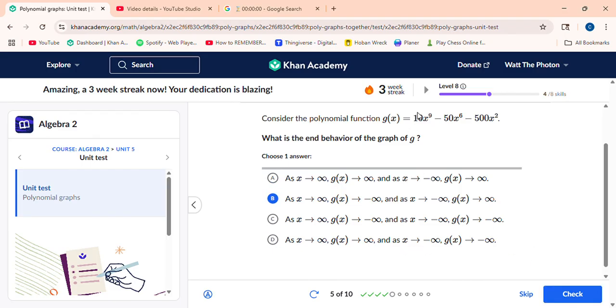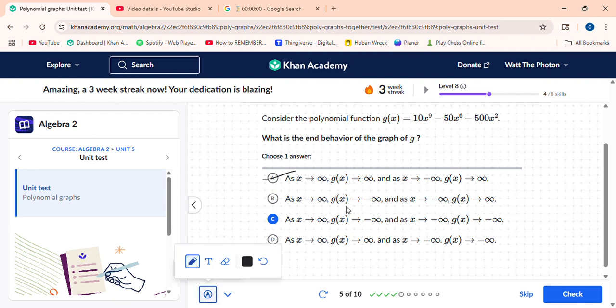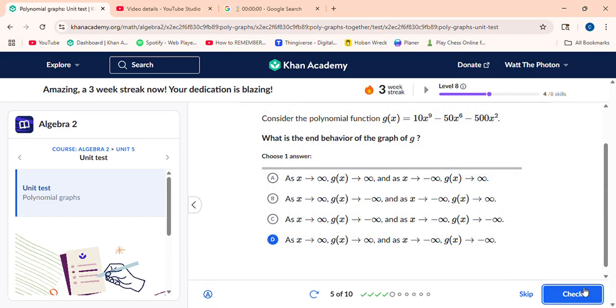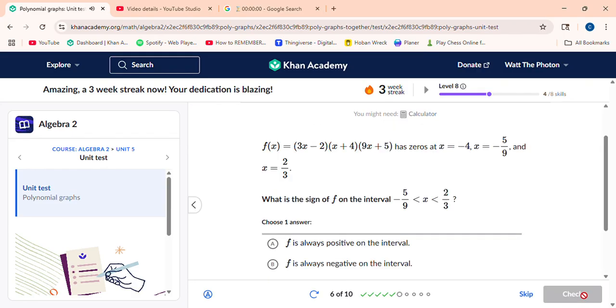Oh wait, it's odd though. Because this is going to be, it's like the same as having x. It's like x with more steps. If it goes to positive infinity, we'll go positive infinity. As it goes to negative infinity, I'll go negative infinity. That's like y equals x, but with more steps.